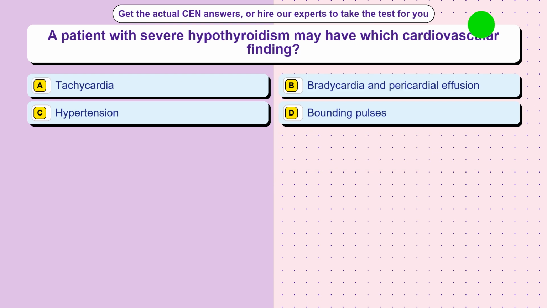Question 78. A patient with severe hypothyroidism may have which cardiovascular finding? Option A, tachycardia. Option B, bradycardia and pericardial effusion. Option C, hypertension. Option D, bounding pulses.